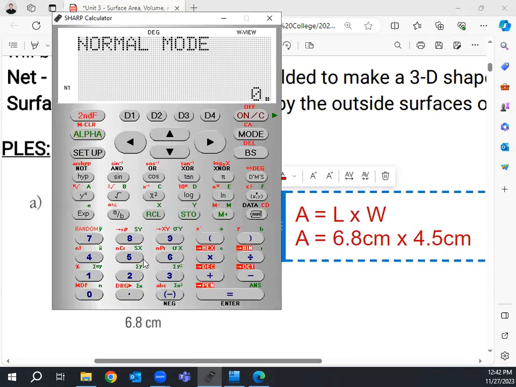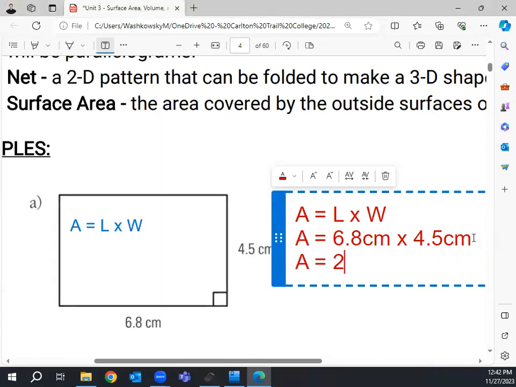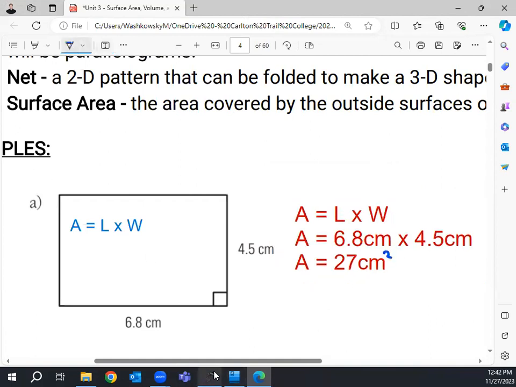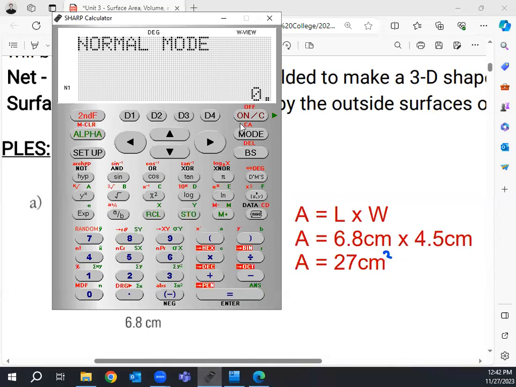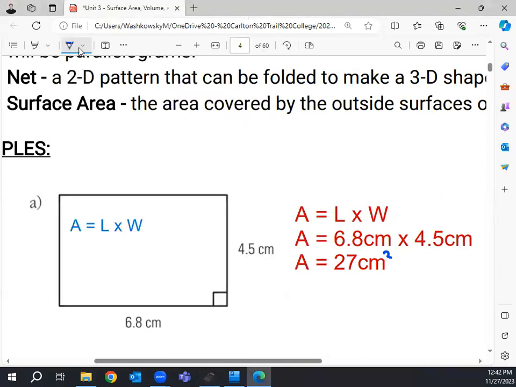And then all you do is you just go to your calculator and you just multiply those numbers together. 6.8 times 4.5. You're going to get 27. And specifically 27 centimeters. I got 30. Oh, did I goof up? Oh, yeah, I did goof up. Sorry, 6.8. Oh, yeah, I literally have to do 6.8 times 4.5. I forgot to press the 8. Yeah, sorry. So 30.6. That's my bad.